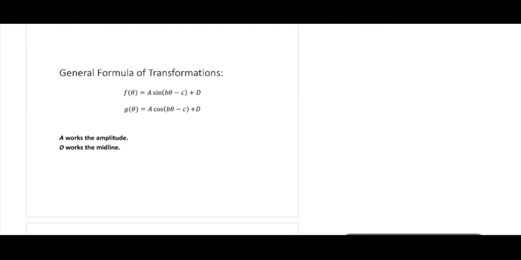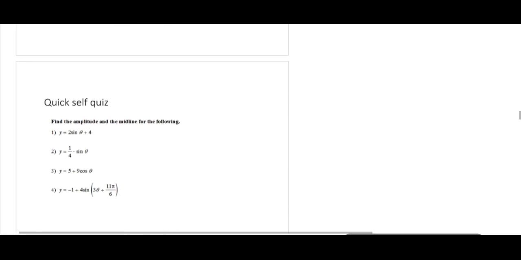So just to recap, A works the amplitude. Notice how I did not say A is the amplitude, okay? Because remember, if A is negative, it just means you have to flip it. But you will get how far away you are from the midline from A. And then D works the midline. So D, we can say that for sure. D is the midline. The positive or negative depends on where you would draw the yellow line I've been drawing in all the examples.